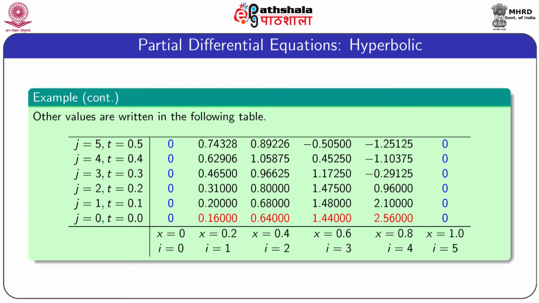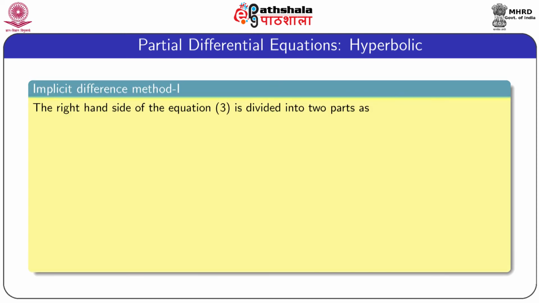And similarly, when t equals 0.4, the values are mentioned in the last but one row, and when t equals 0.5, the values are mentioned in the top row. So these are the values of u for different values of x and different values of t. So we have presented an explicit method to solve the hyperbolic partial differential equation, and that particular method is valid when the value of r lies between 0 and 1, that is, 0 less than r less than or equal to 1.